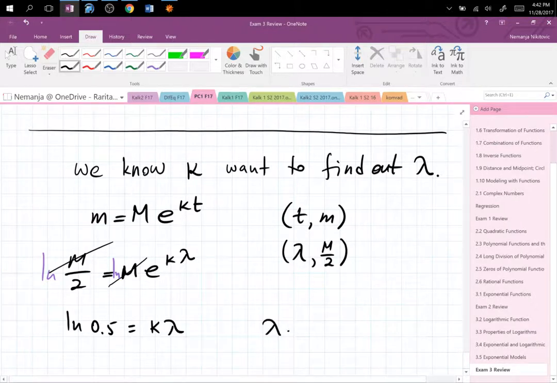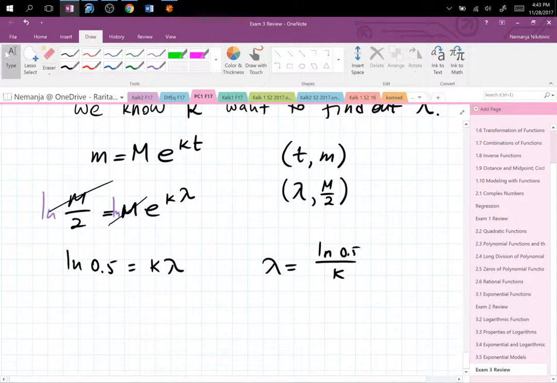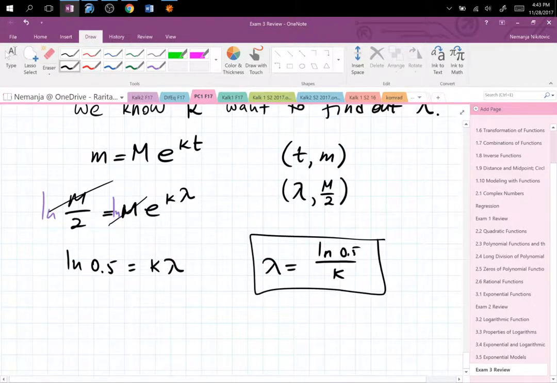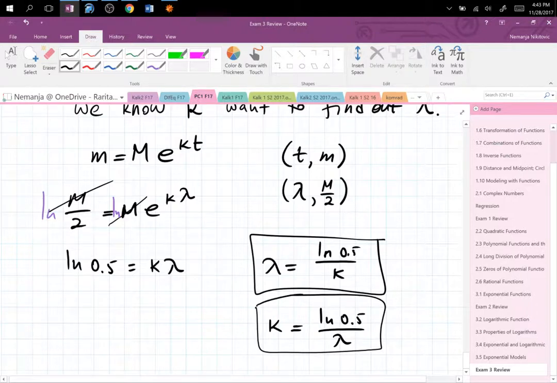We see that lambda is equal to ln of 0.5 over k as a formula, and also k equals ln 0.5 over lambda as a formula. These formulas are derived from a simple definition of knowing what half-life is. So if one is given, you can compute the other one like this. Always ln 0.5, and you divide by whatever you have to get the other one.